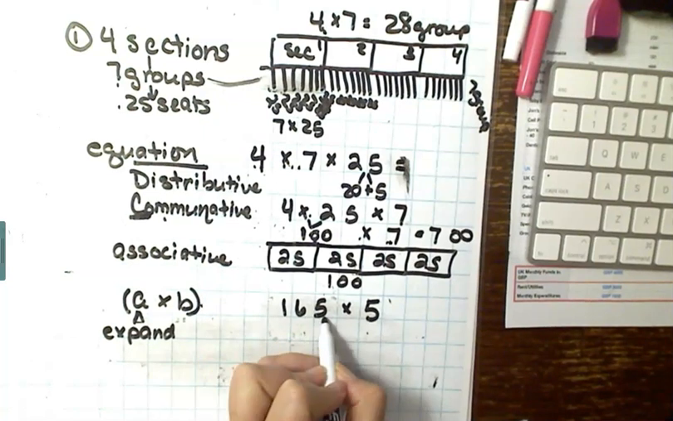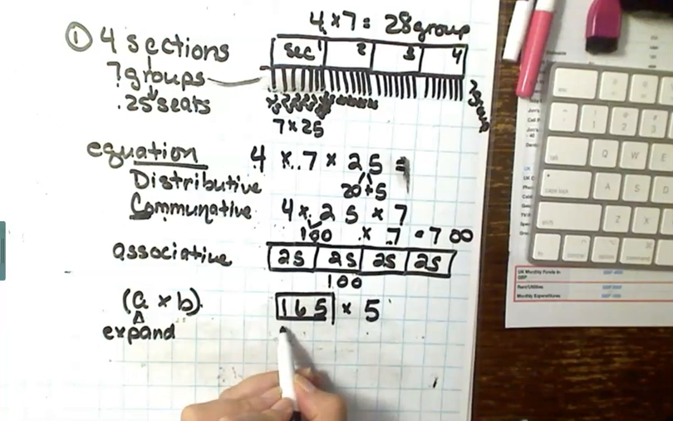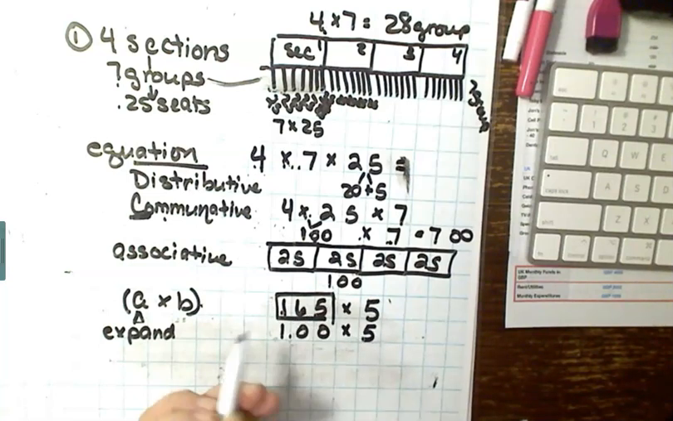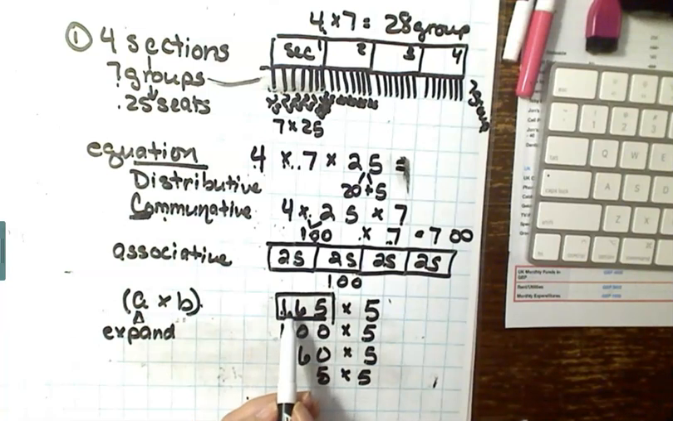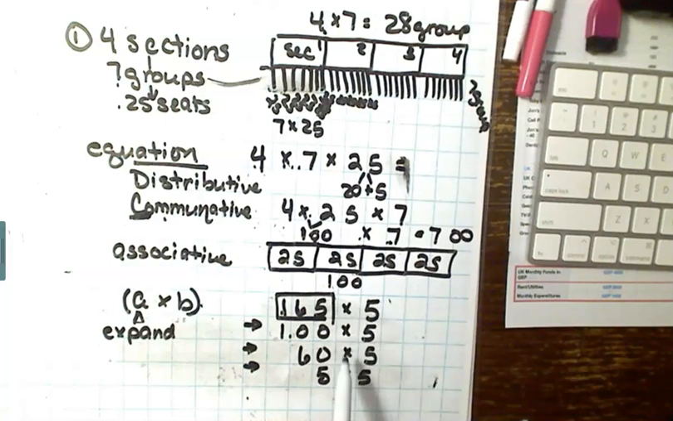So I'm going to break this number up into its place value. I'm going to break the hundreds apart. How many hundreds do I have? 1 hundred, and I'm going to multiply that by 5. Then I'm going to take out my 10s. How many 10s are in this one? 6 10s, and I'm going to multiply that by 5. And then I'm going to take this 5 and multiply that by 5. So I have broken 165 up into its place value: hundreds, 10s, and 1s. And I have used the idea of the distributive property because I'm multiplying all of them by 5.